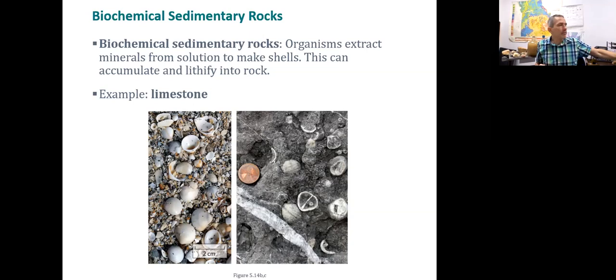So when we start looking at these biochemical sedimentary rocks, biochemical is again using life to take the ions out of the water and make things like shells. And there's a couple of examples here. The most common example of biochemical sedimentary rocks is a sample called limestone. Now, Missouri has a tremendous amount of limestone. With the exception of the igneous rocks in the southeast part of the state in the St. Francis Mountains, a lot of the rock surrounding this area is limestone.